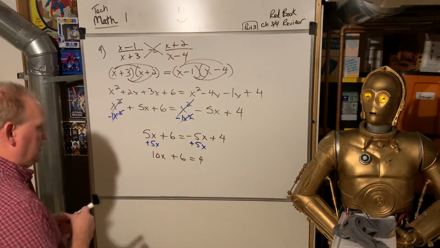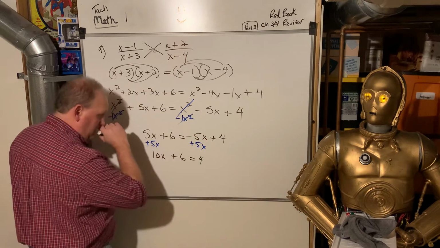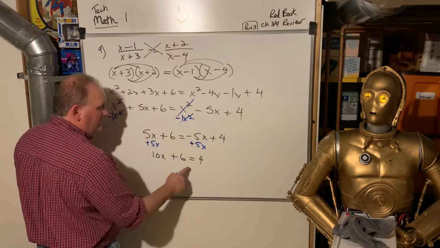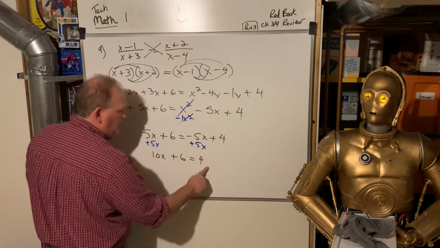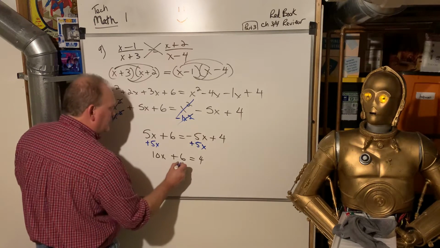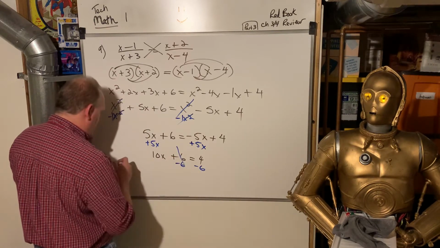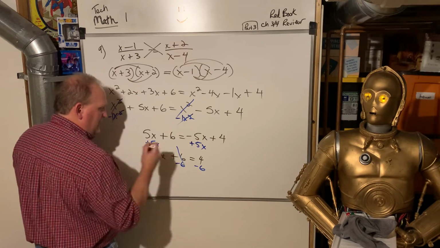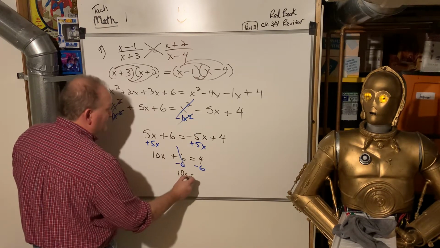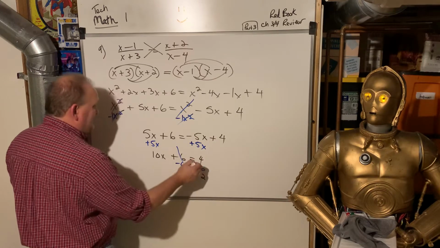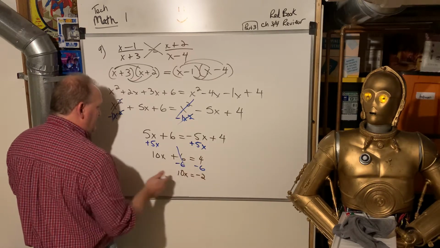Nope, incorrect. That's why I like you to show your work. I had a student say, no, I move it across and then change it to a -6. That's fine, you're doing the exact same thing. So there it went away. We have 10x equals -2. That is not 10. 4 and -6 is -2.